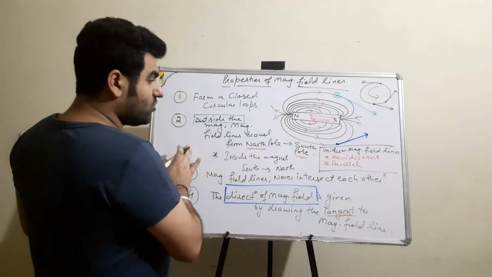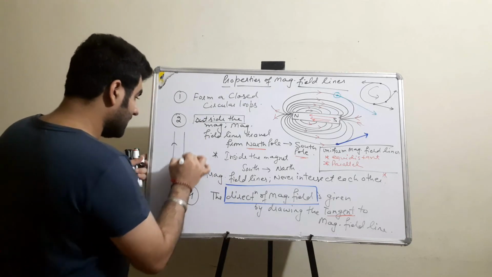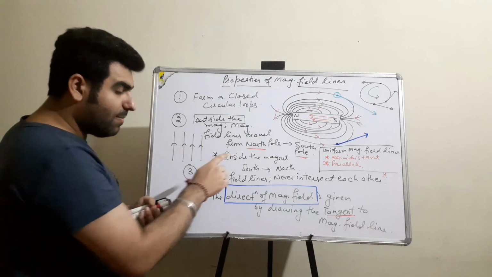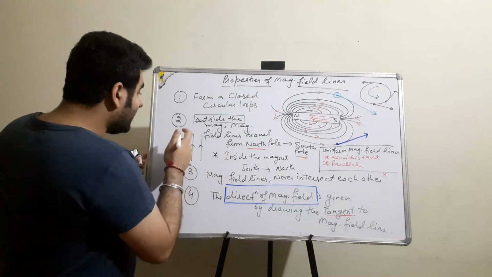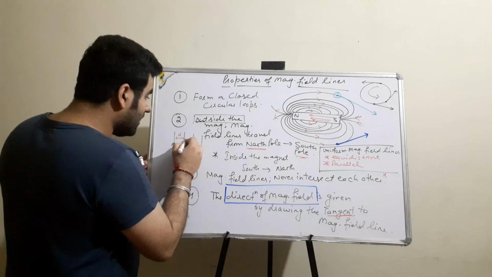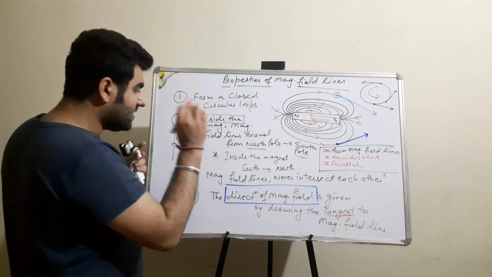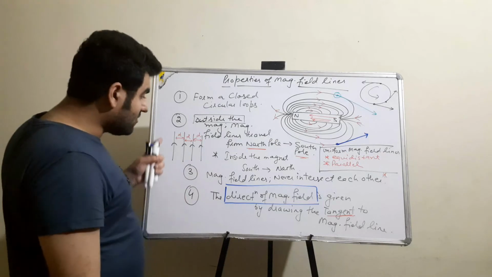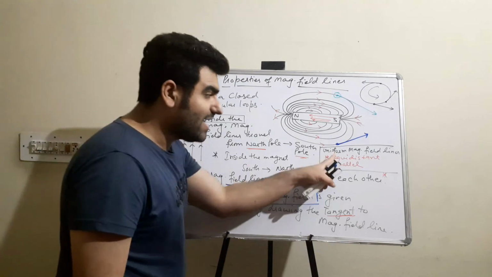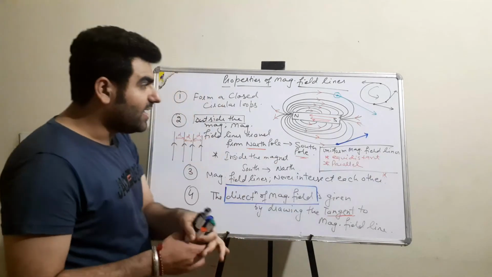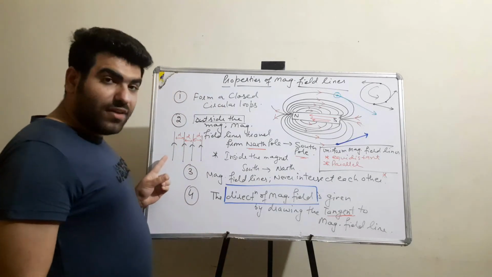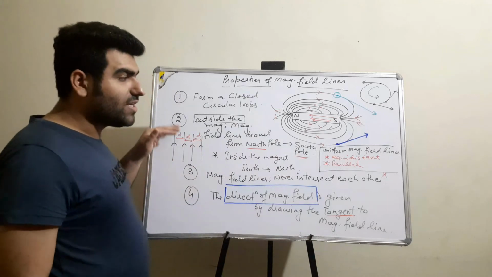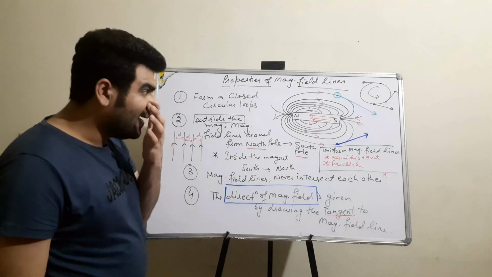So if I draw it over here, these are the magnetic field lines which are all parallel to each other, and all of these distances are equal. So they are equidistant as well as parallel. So these magnetic field lines are known as uniform magnetic field lines. Magnetic field lines which are parallel and equidistant are known as the uniform magnetic field lines.